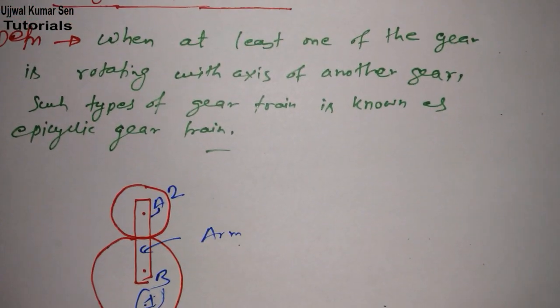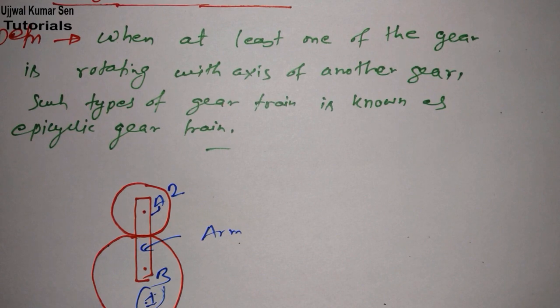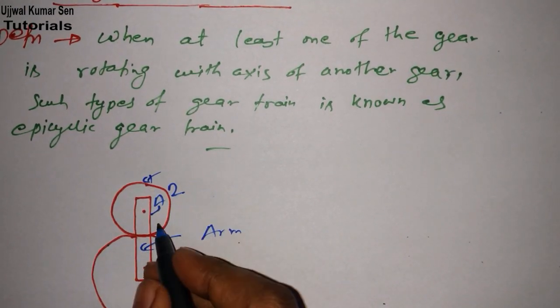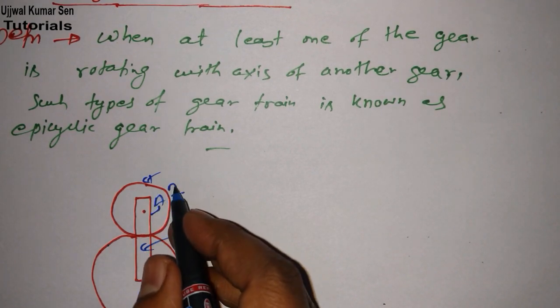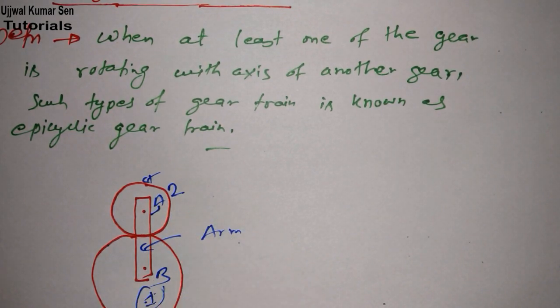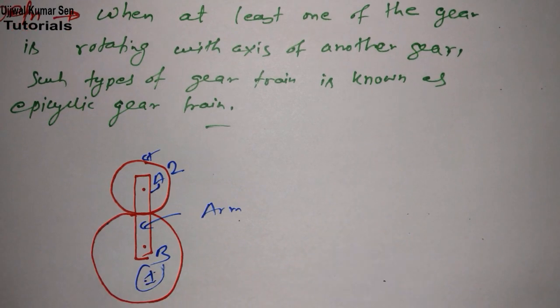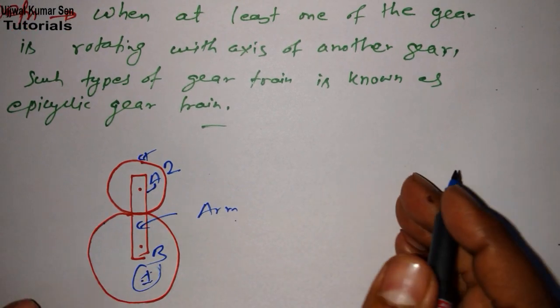Now the most important thing is how to find the speed. If they have given that the arm is fixed and gear 2 is moving at a certain speed, or maybe that gear 1 is moving at a certain speed, how can we find the other speed? So there is a table.